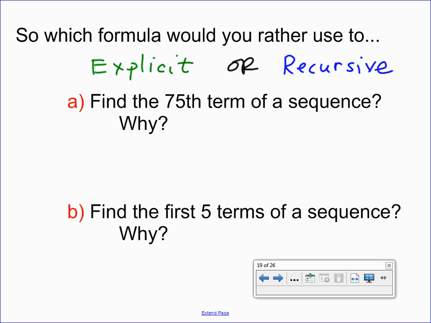Okay, so which formula, explicit or recursive, would you rather use to find the 75th term? The 75th term of a sequence, which would you rather use? Margot? The explicit. Explicit, how come? Because you can enter any term into this, you only have to do one equation. Absolutely. You can use your equation and evaluate a single time when n equals 75, like a function rule. And so explicit would be the way to go if I'm trying to find the value of a single term, a high term value. Explicit is the way to go because it's easy to evaluate a function rule one time.